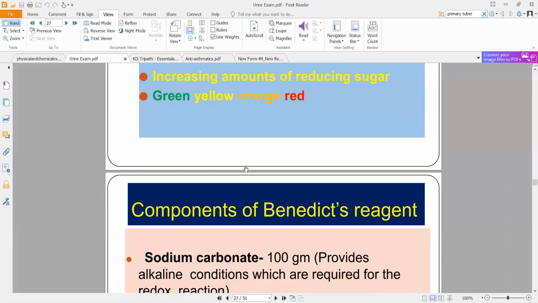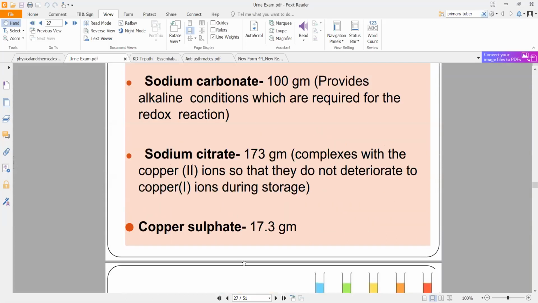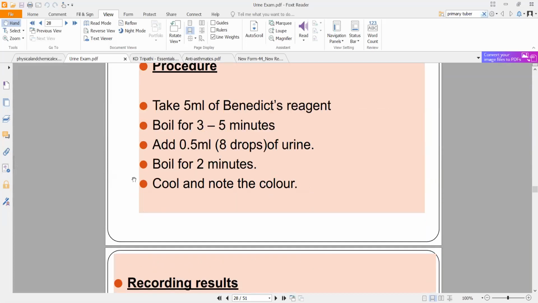Basically, you take 5 ml of Benedict's reagent, you boil it for 5 minutes, then you add 8 drops of urine. Okay, whatever urine you have, you are trying to test that urine for glucose if it is present or not. You mix that urine, shake it a little bit, and boil it again. After you let the solution cool down, it will immediately change color. That will give you the interpretation. This is Benedict's reagent. You have sodium carbonate, sodium citrate, and copper sulfate. Right? Now, this is the procedure.